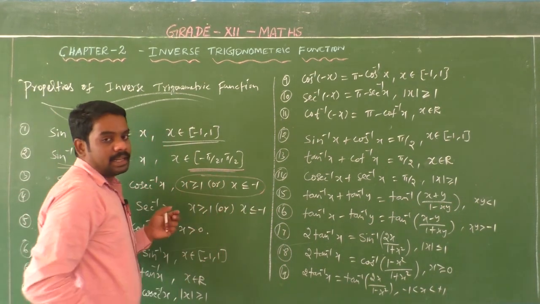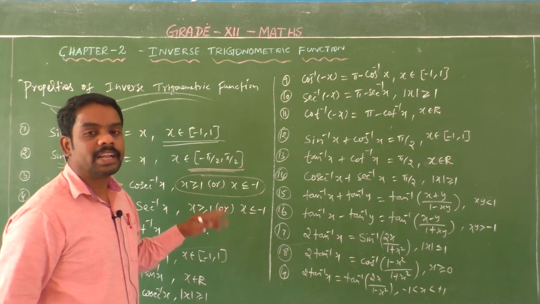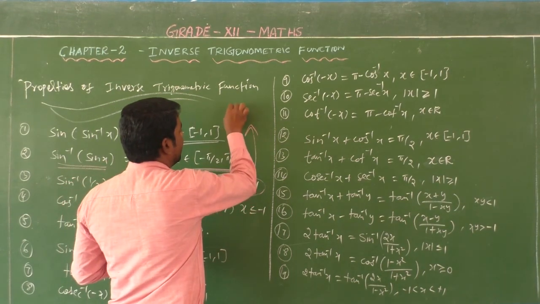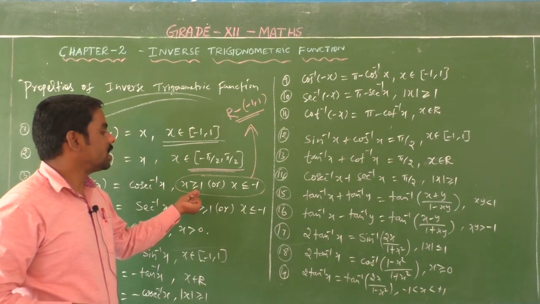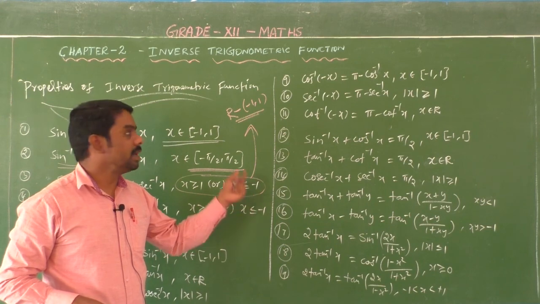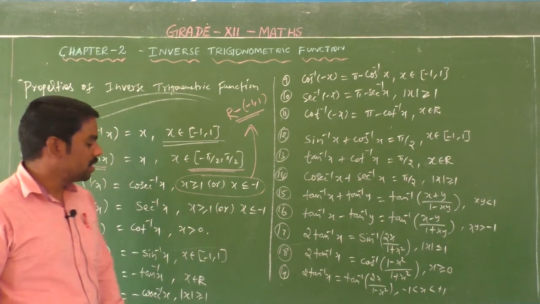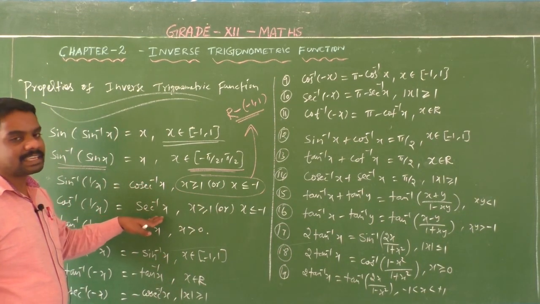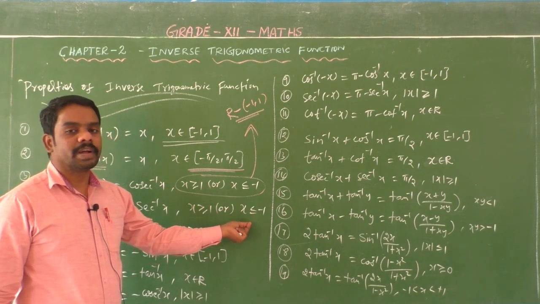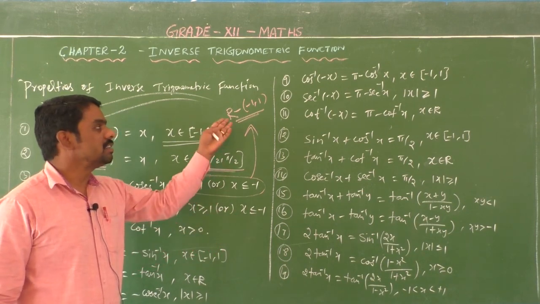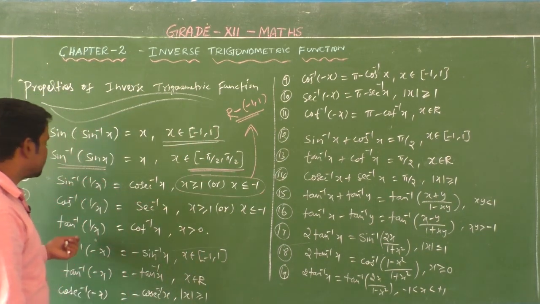This means x belongs to the set of all real numbers except the open interval of minus 1 comma plus 1. So x is greater than or equal to 1 or x is less than or equal to minus 1 means the set of all real numbers except the open interval minus 1 comma plus 1. Okay, right. Next, cos inverse of 1 by x is sec inverse x. The domain is the same type: x is greater than or equal to 1 or x is less than or equal to minus 1, or modulus x is greater than or equal to 1, or the set of all real numbers minus the open interval minus 1 comma plus 1.